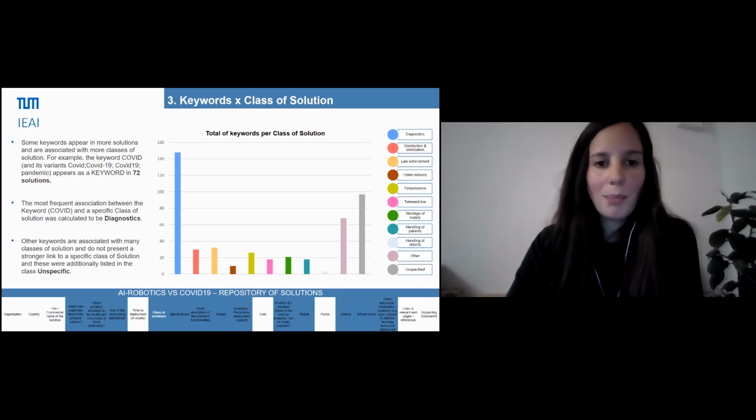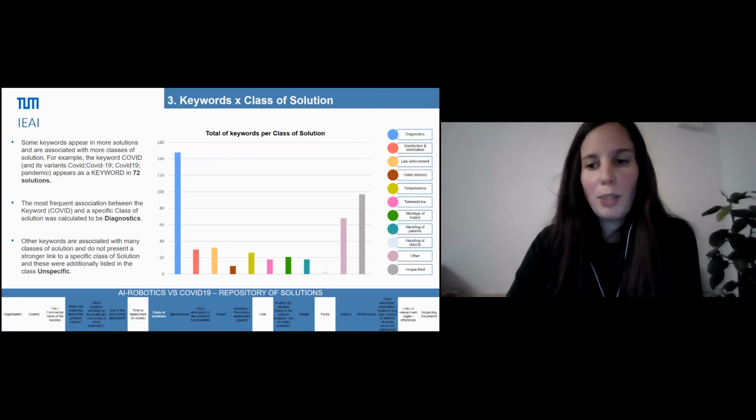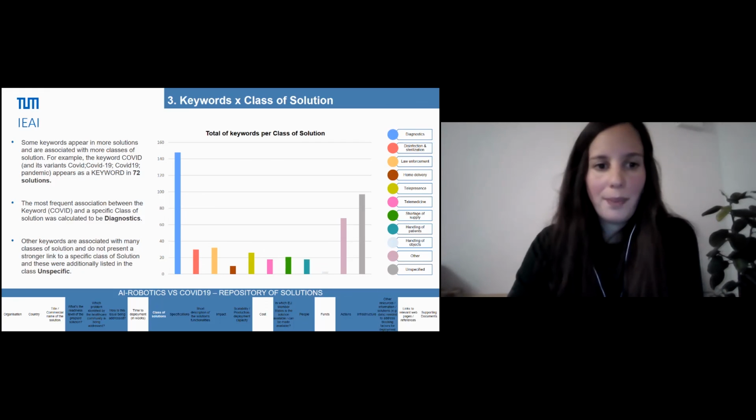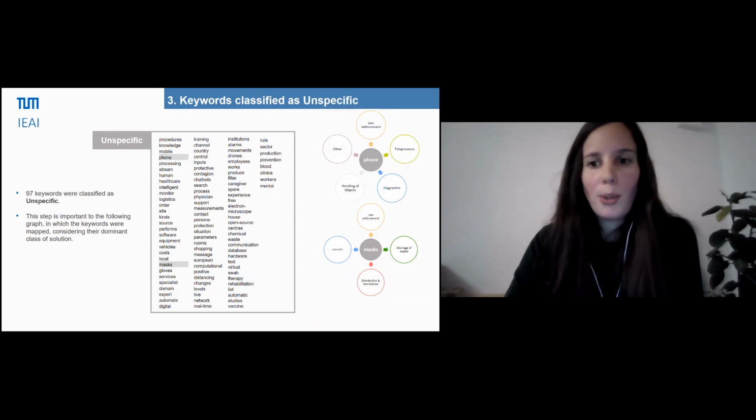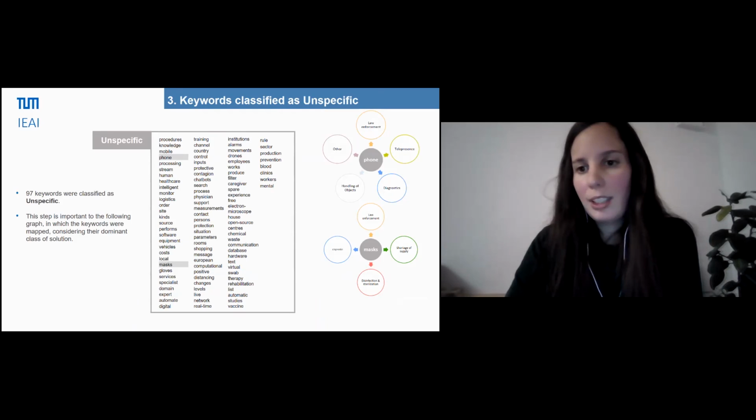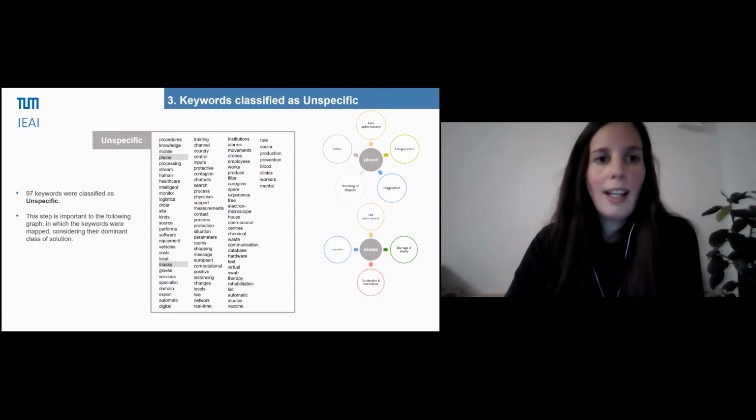And this was possible for most of them, but we also found out that some of the keywords were not strongly connected to a specific class of solution. And this we covered here. So keywords like phone and masks were equally linked to several classes of solutions, and therefore we could not assign them to one of them particularly to move on to the graphic representation, and therefore we classified them as unspecific. So 97 keywords were in this category named unspecific. They are all here.